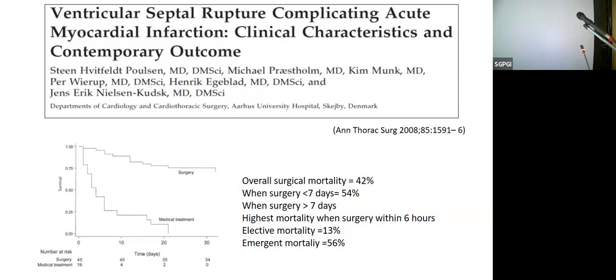While if we operate within 7 days of primary insult, the mortality is 54%. When surgery is done after more than 7 days, the mortality is less, but there's a catch in it. This 7 days applies if the patient presents right at the time of insult. So if right at the time of insult the patient comes to the hospital, and the patient is optimized properly, then only these results can be seen. Otherwise, it will take this pathway of 40% death within 7 days.